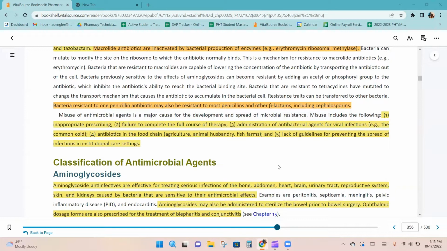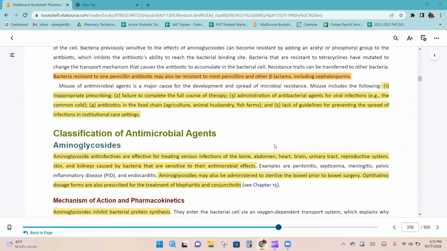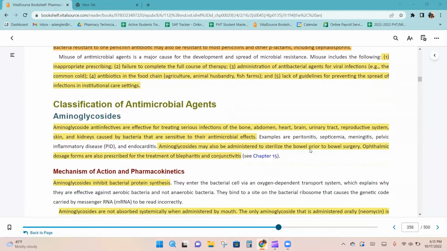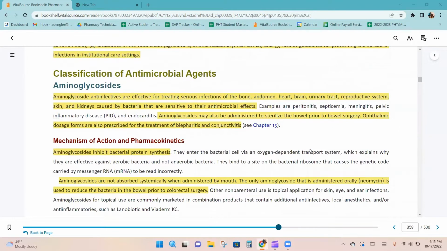3, administration of antibacterial agents for viral infections, like the common cold. So again, you didn't need an antibiotic, you had a common cold, it would have taken care of itself, self-limiting on its own. But the doctor went ahead and prescribed it for you anyways. That is a major cause of microbial resistance. 4, antibiotics in the food chain. And 5, lack of guidelines for preventing the spread of infections in institutional care settings.